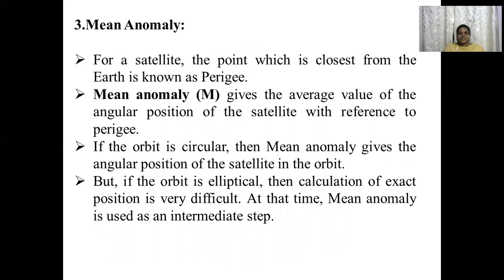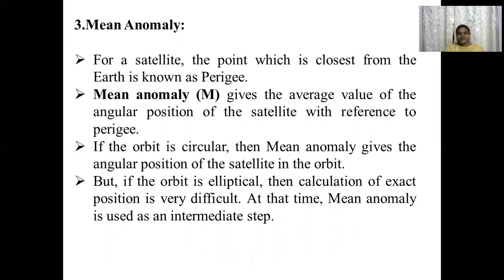Third parameter is mean anomaly. Now what is meant by mean anomaly? It is represented with capital M. Already we have seen in the previous slide what is meant by perigee and apogee. The farthest point is apogee and the closest point is perigee. So mean anomaly gives the average value of the angular position of the satellite with reference to perigee.